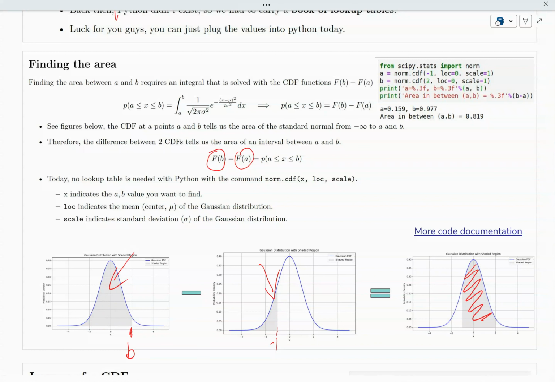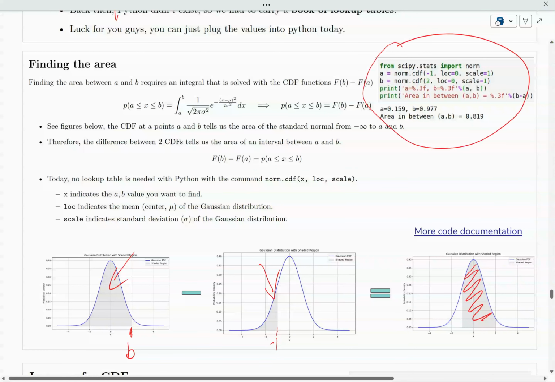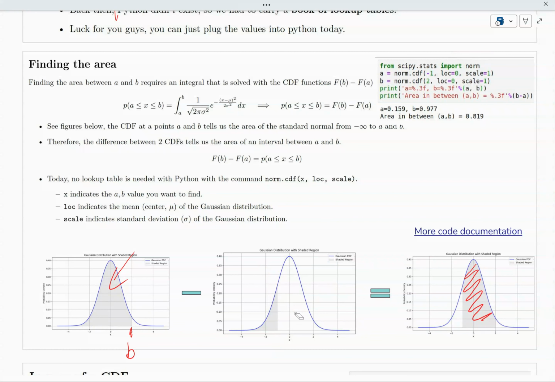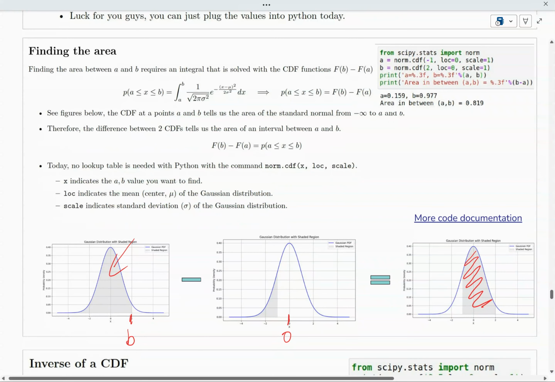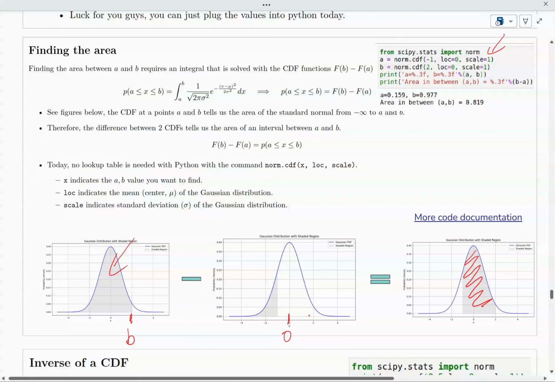Nowadays you just have to call the Python code. Here it's called the CDF. CDF is essentially this capital F function. You plug in the location, which is -1 right here. Then location and scale tell you where the center of the distribution is. The mean is around 0, so I put 0, and the standard deviation here is just 1, so I put 1 here. Now you calculate the CDF for A and B, and then you can get the value for A and the value for B.